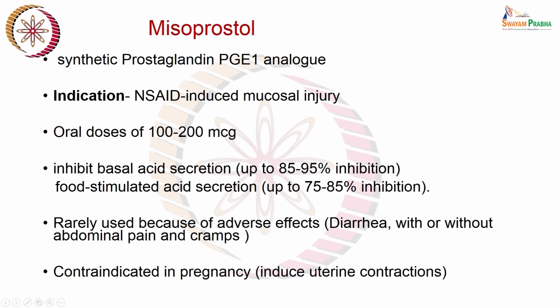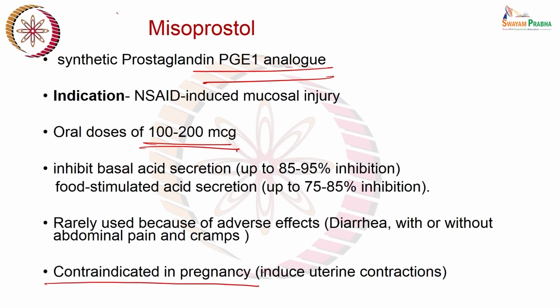And this, misoprostol, is a prostaglandin analog, and the dose is 100 to 200 microgram, and this is contraindicated in pregnancy, because this can cause uterine contraction. If you just remember, the prostaglandins are primarily used as a uterine stimulant. Prostaglandins are used also to induce abortion. So, prostaglandin can cause contraction in the uterus. So, it is contraindicated in pregnancy.